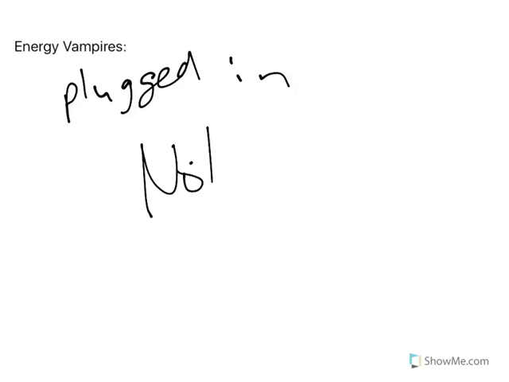Energy vampires. Energy vampires are appliances that are plugged in but not on. So they're plugged in, not on. Like right now my TV is plugged in but it's not turned on. It's still drawing energy. I'm still paying for that. My lamps are plugged in but they're not on. I'm paying for that. Those are all energy vampires.